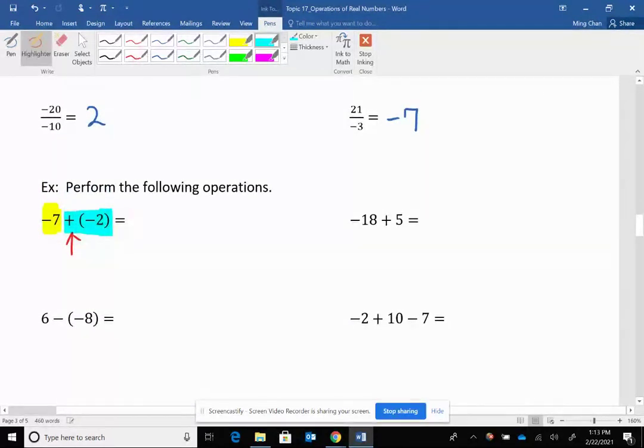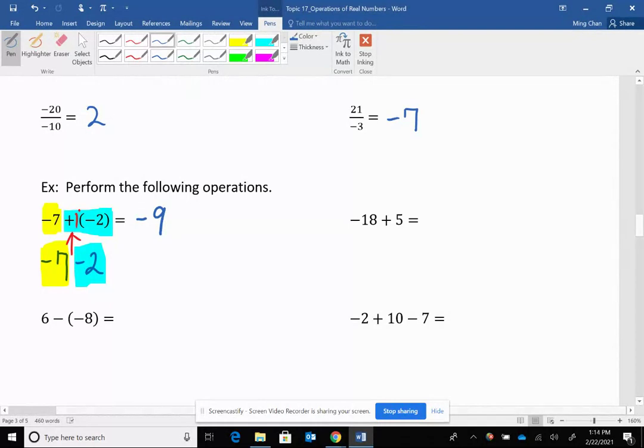So technically, this second term is really positive 1 times negative 2, which will give you negative 2. So your second term is really just a negative 2. Your first term is really a negative 7. So now these two terms have the same sign. So my answer has got to be negative 9. Terms with the same sign, we add, right? Since both of them are negative, my answer is still negative.